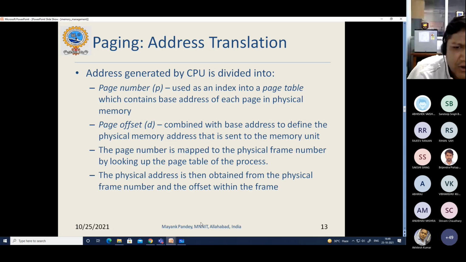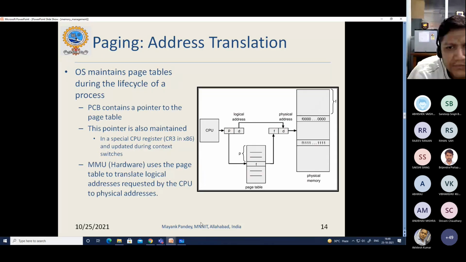And then the physical address is obtained from the physical frame number and the offset within the frame. We'll take one example, don't worry. Like this, the OS maintains page tables during the life cycle of a process. The process control block contains a pointer to this page table. This pointer is also maintained in a special CPU register, CR3 in x86, and updated during context switches.